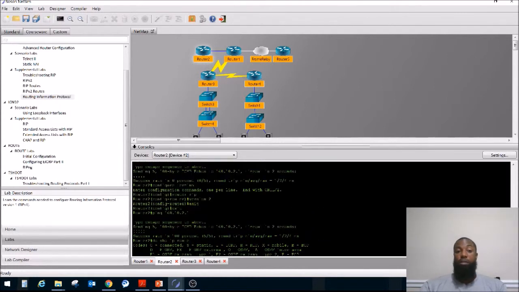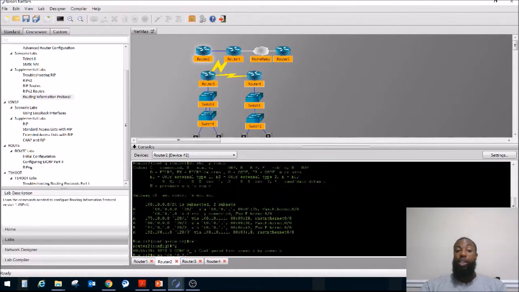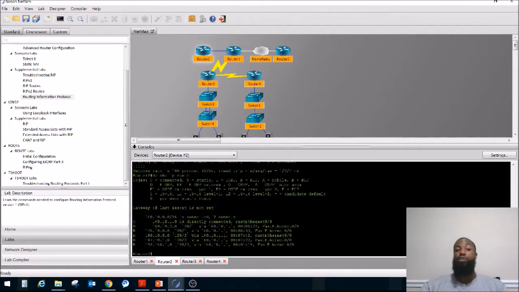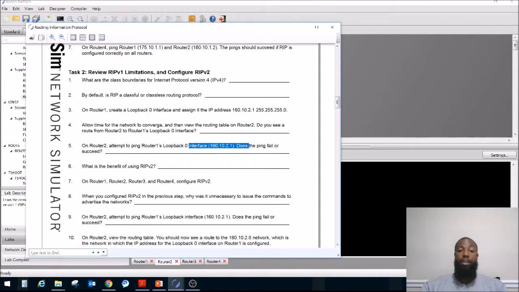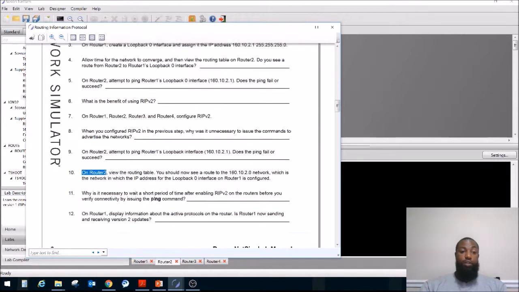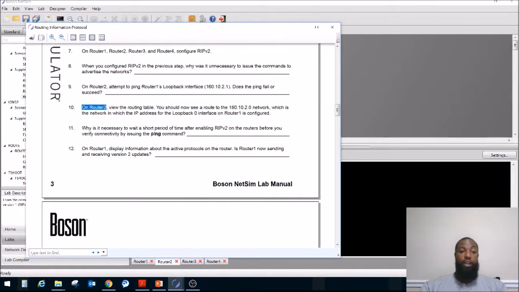This is how our routing table looked before. We didn't see the 2.0 network. We only saw the 1.0 network. We did version 2, and now we can see the 2.0 network. Y'all see that? All right, so does it fail or succeed? It succeeded. On router 2, I believe we only got two more steps, and then we're done, right?